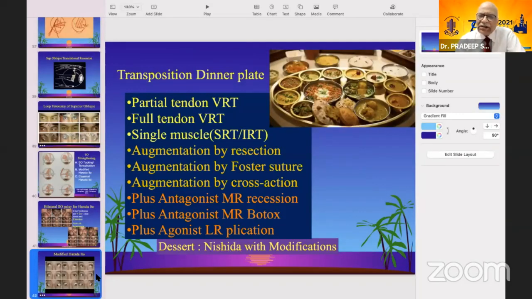Coming to the transpositions, there are several options which we can add on. Partial tendon VRT or a full tendon VRT, a single muscle SRT or IRT, as was talked about by Shruti nicely. Augmentation by resection on these vertical recti that we want to transport would further add to the effect, or augmentation by Foster sutures may also be added. Augmentation can also be done by cross section, as we have described, in partial VRTs also. And a plus effect can be got by antagonist medial rectus recession or Botox, again as was shown by Shruti, and agonist LR plication can also be done.